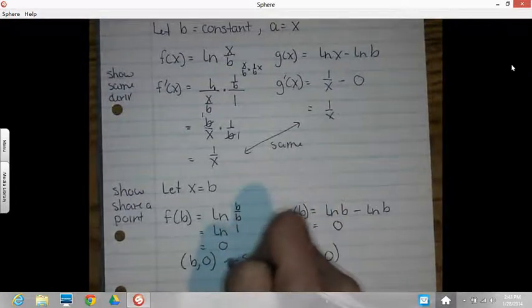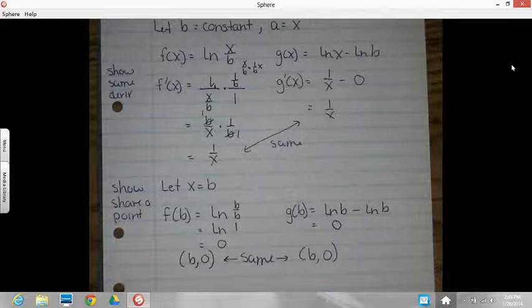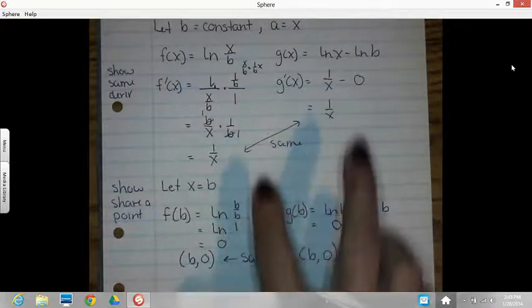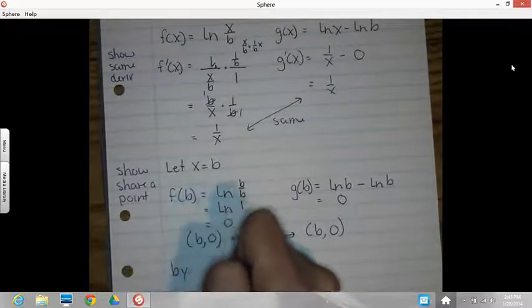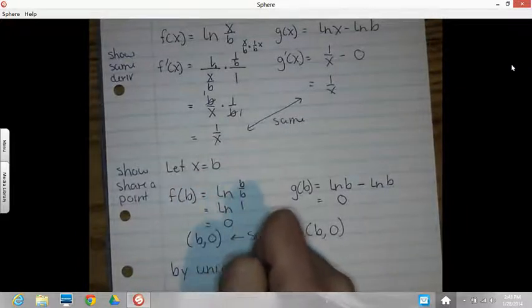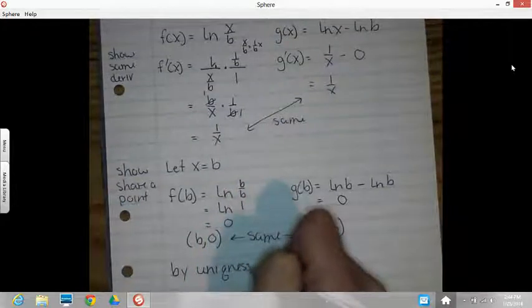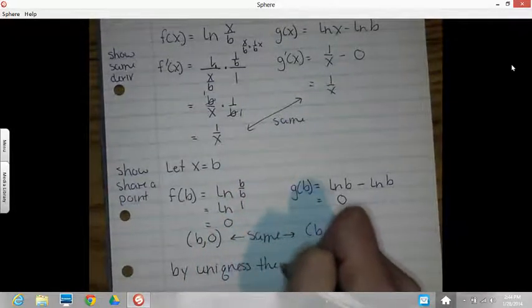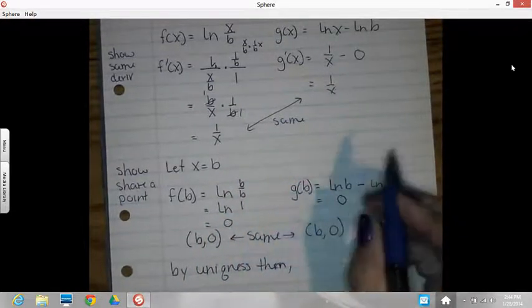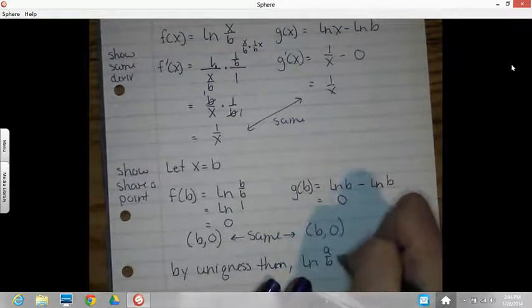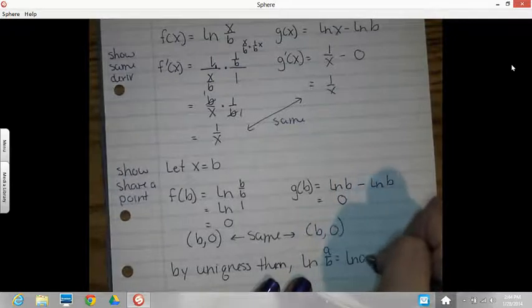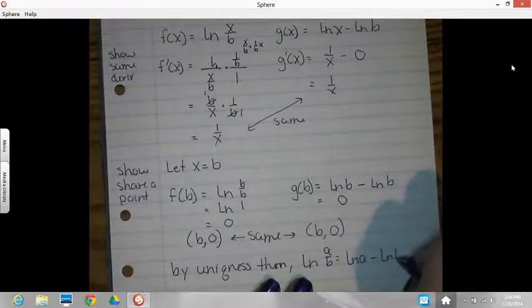So by the uniqueness theorem, we've satisfied both conditions. They have the same derivative, they share a point, they are the same function. So by uniqueness theorem, the natural log of a divided by b is equal to the natural log of a minus the natural log of b.